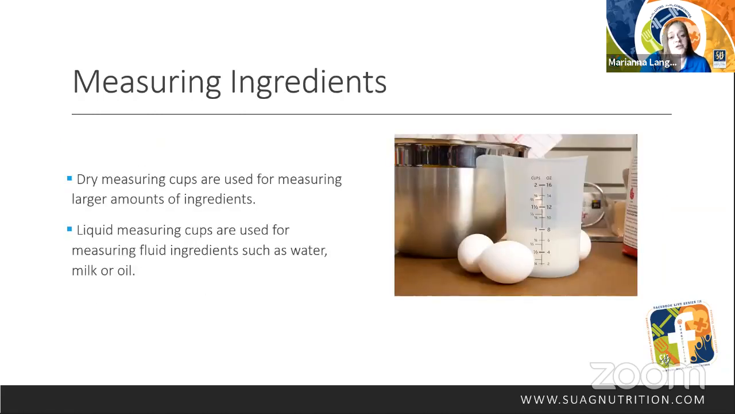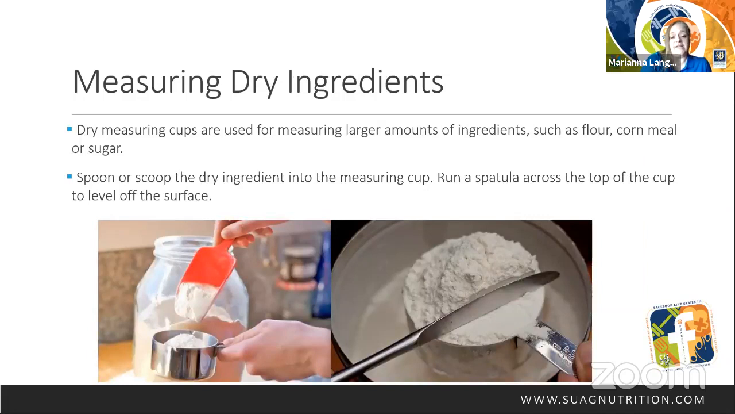Now, dry measuring cups are used for measuring larger amounts of ingredients, and liquid measuring cups are used for measuring fluid ingredients such as water, milk, and oil. All right, so on to measuring our dry ingredients. Dry measuring cups are used for measuring large amounts of ingredients such as flour or cornmeal or sugar.